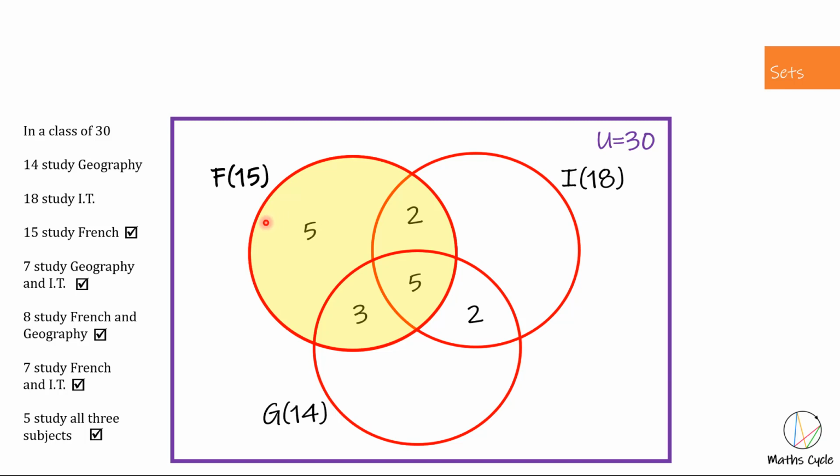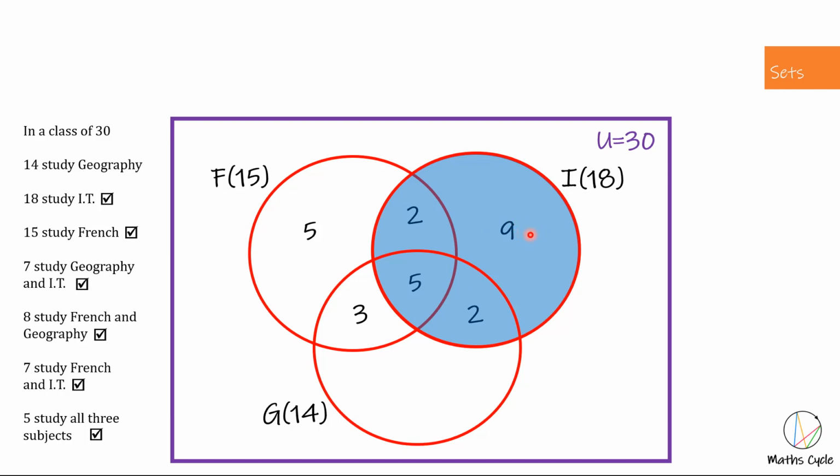Let's look at then the 18 that study IT. So let's look at the IT circle over here. Now I can see in this circle I've already accounted for 2 students, 5 students and 2 students. So 2 plus 5 plus 2 is 9. So I already have accounted for 9, but I've 18 in total. So 18 take away that 9 is 9 students. So the 9 students will go into this section here.